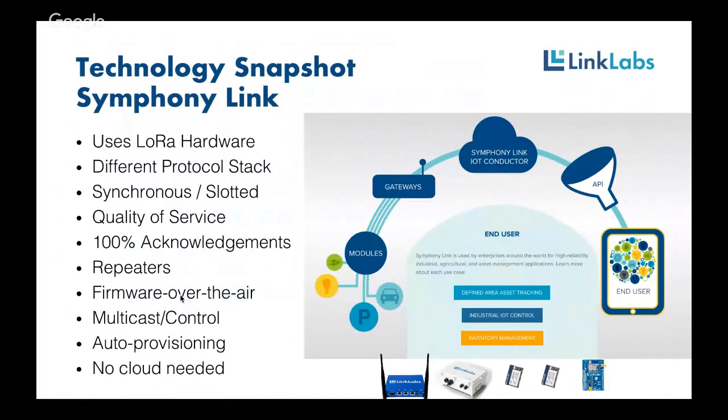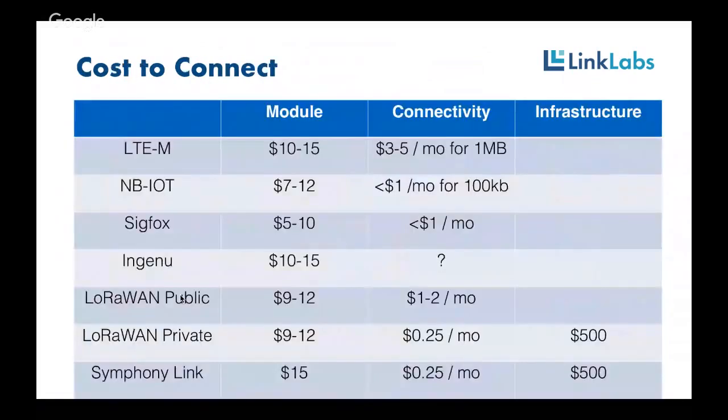Our technology, Symphony Link, just to quickly address it, is meant to be a campus or private network type technology that's similar to LoRaWAN, but adds a lot of features. It's a very different protocol stack. It has 100% bidirectional acknowledgements, repeaters, very robust firmware over the air, multicasting, etc. But plenty more about that if you're interested on our website, and get in touch.